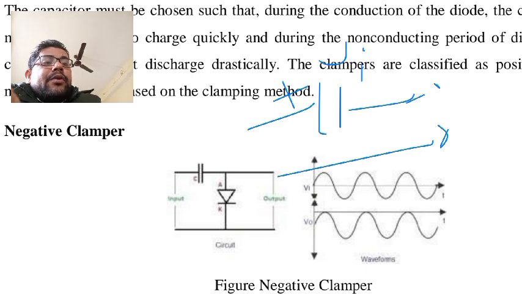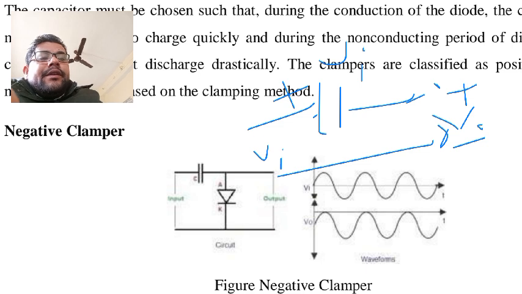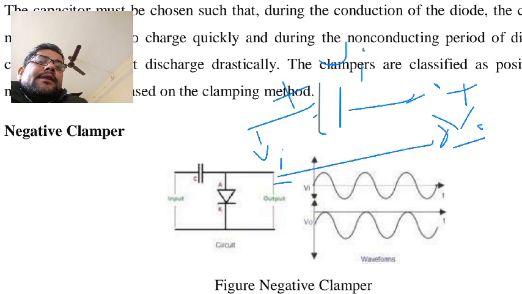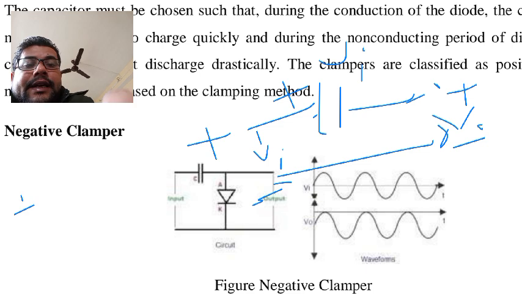In the negative half cycle this diode becomes off. So this is the output voltage here, and this is the VI. We can use KVL in this circuit because the input is positive here. So first we use KVL, and for this input we can take VI as positive.